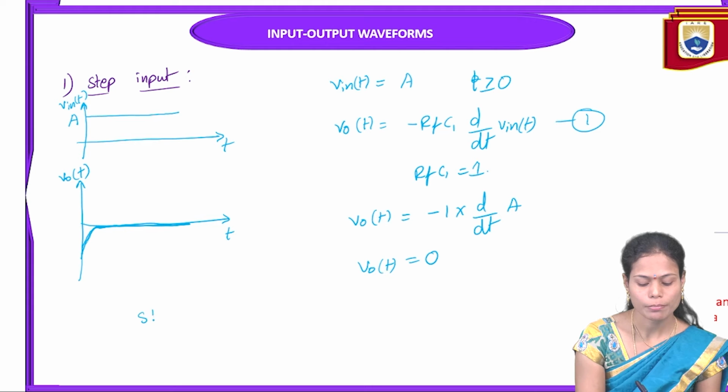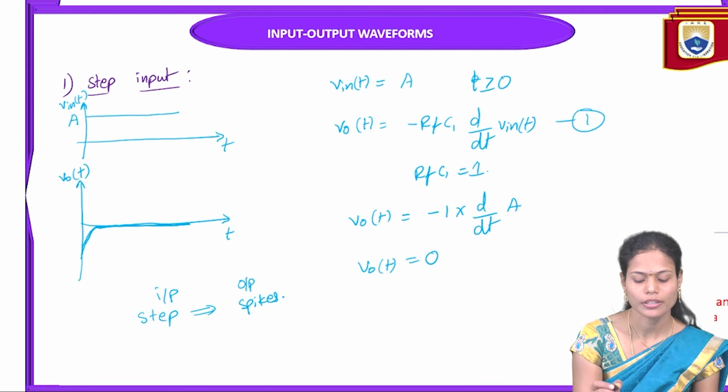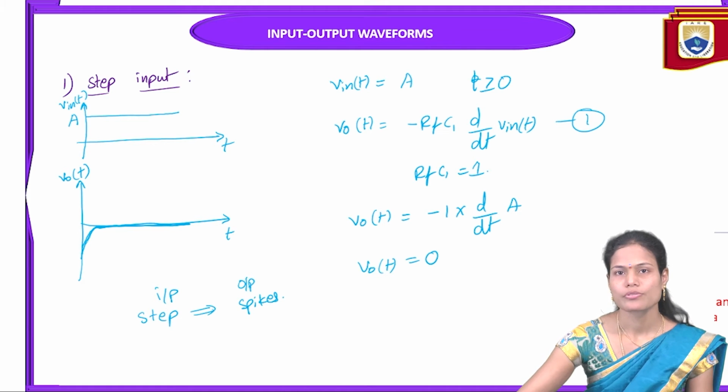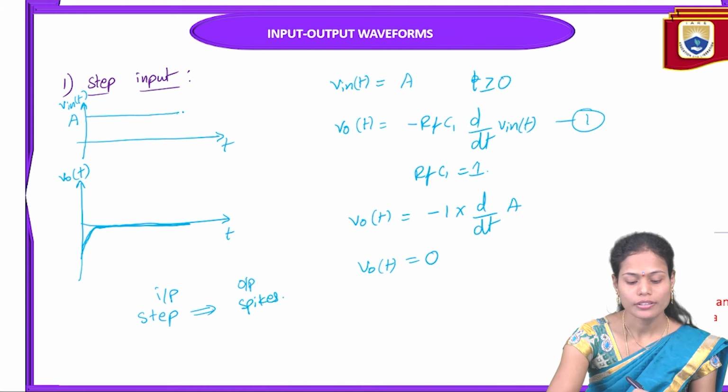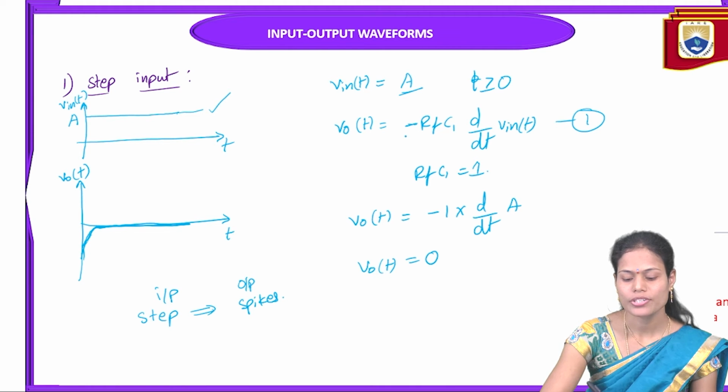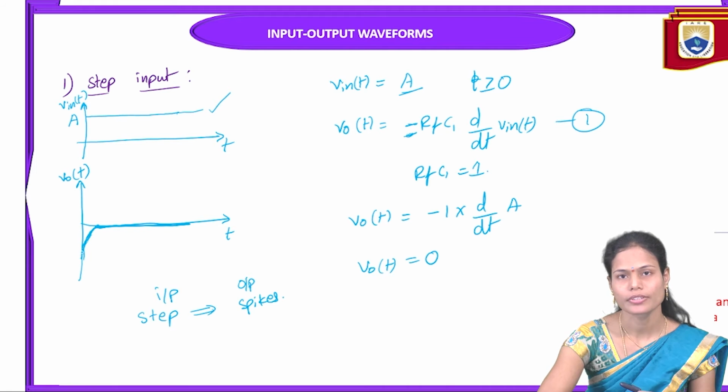So when you apply the step input to the differentiator circuit, the output we get is the spike. When we apply the step input to the differentiator, we get the spikes here. And we are applying the step signal as a positive signal with the magnitude A. But why are we getting a negative spike here? Because it is an inverting differentiator, and in the output voltage a negative sign is there. So because of that reason, it is coming in the negative direction.